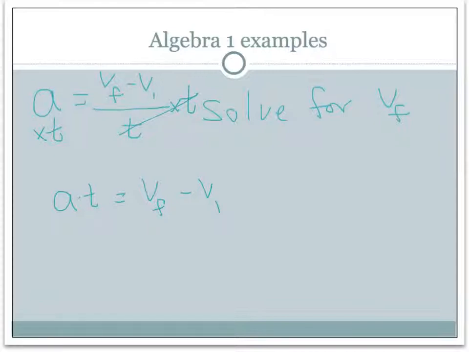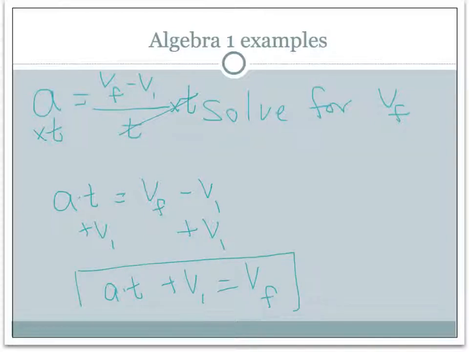Okay. Next is something we haven't seen quite yet. This is a subtraction. The opposite of subtraction is to add. So I'm going to add v sub i to both sides. That gives me a times t plus v sub i equals v sub f. Again, this is another example of an equation that we will have to rearrange quite frequently. So that's why I chose to do this example.